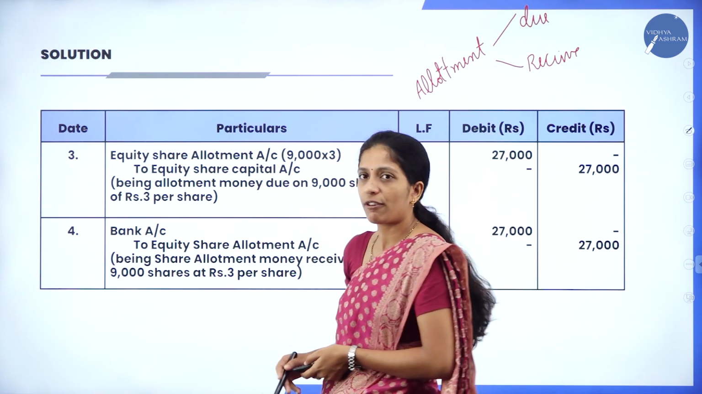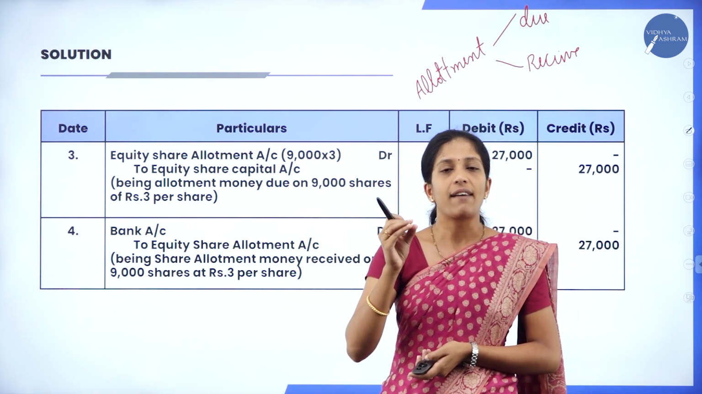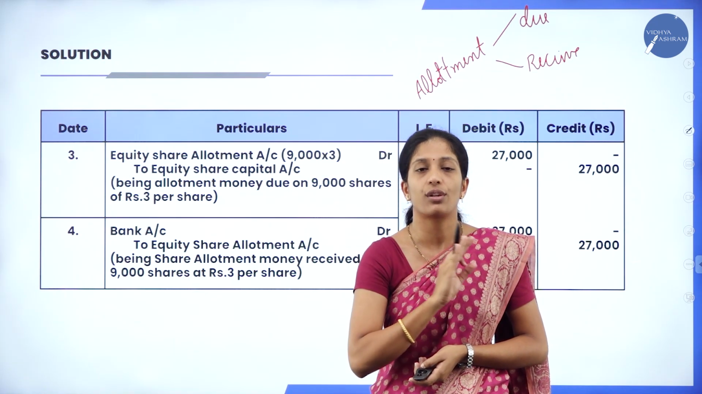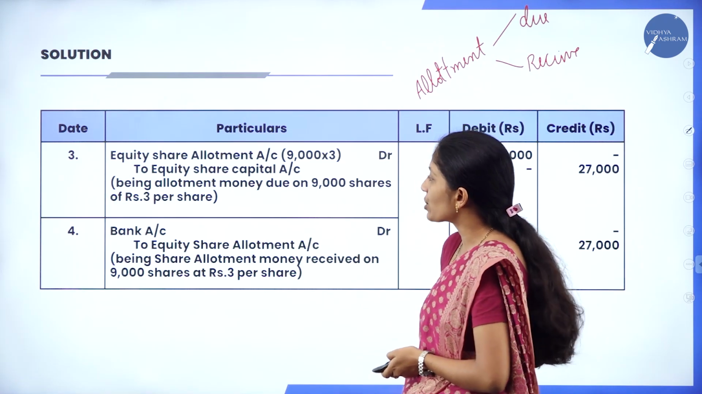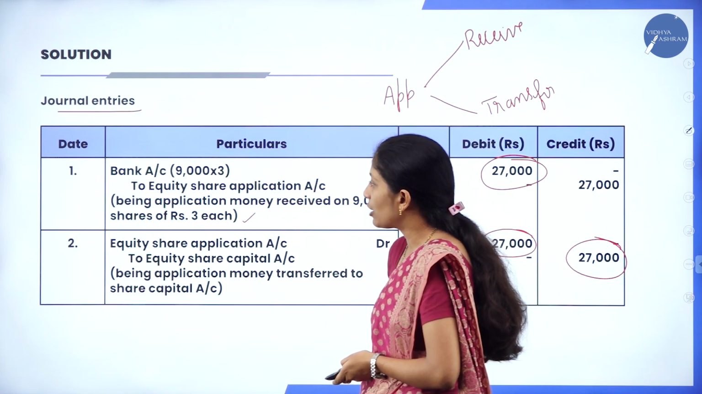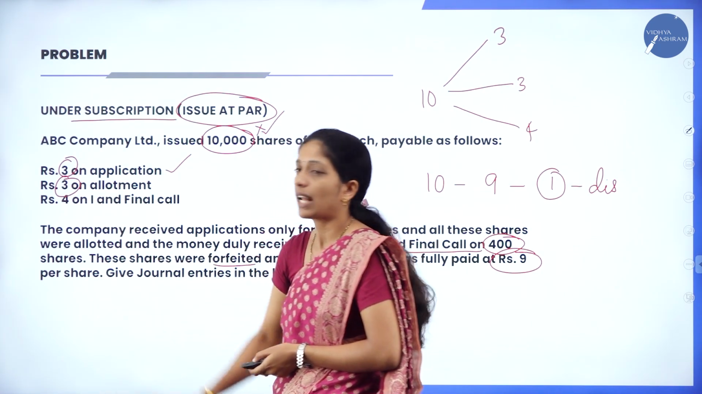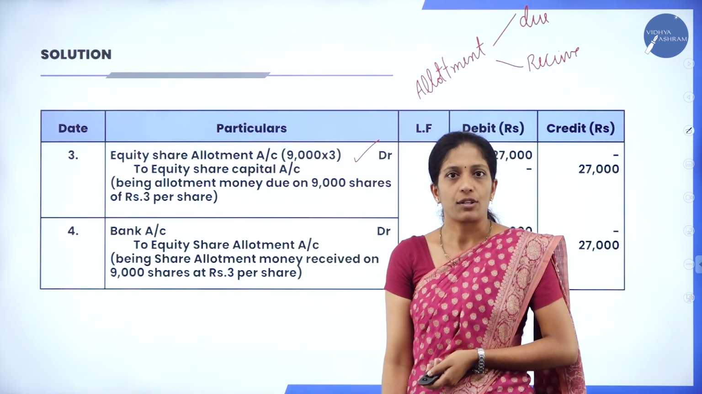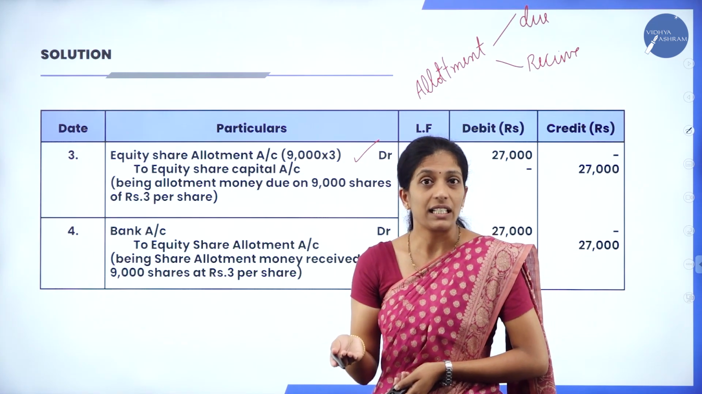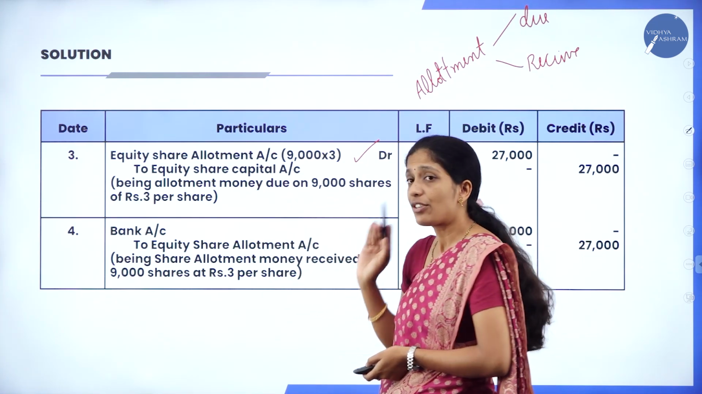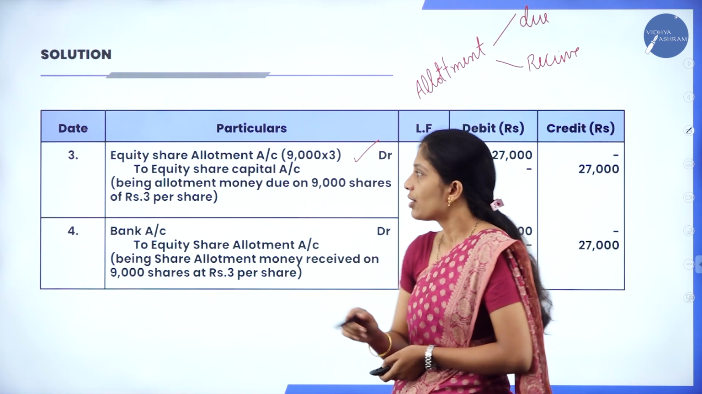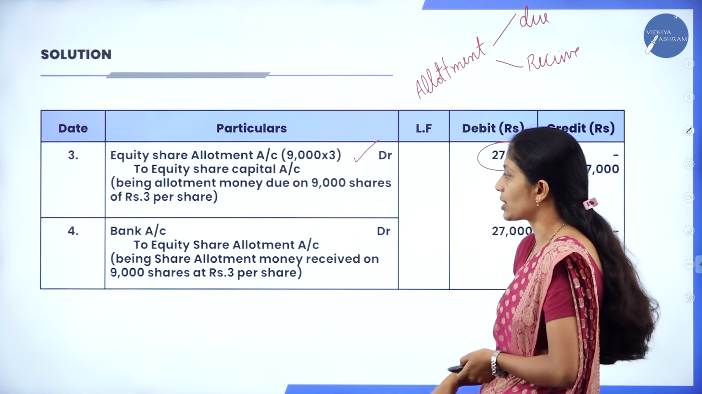You know the number of shares, as I told you, we have received only on 9,000 shares. So, you are going to take only 9,000, not 10,000. So, 9,000 into what is the value of allotment? That is 3. So, 9,000 into 3. That is equity share allotment account debit to equity share capital. Write the narration: being allotment money due on 9,000 shares at rupees 3 each. So, I will get 27,000.